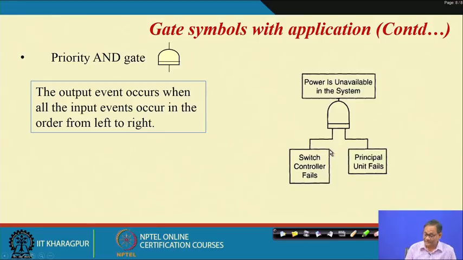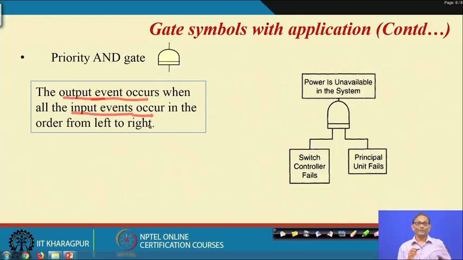Then the priority AND gate. What is a priority AND gate? In a priority AND gate, the output event occurs when all the input events occur in order, from left to right or right to left. Actually, there is a sequence of occurrence. That is when you use the priority AND gate. For example, there is a standby. Suppose the main system fails, then the standby system will automatically become operational through a switch controller. The switch controller connects the standby units.